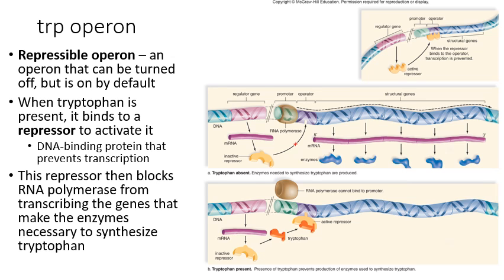It says that when the repressor is activated, when tryptophan is present, it blocks it from synthesizing tryptophan. Yeah. So is that kind of like its way of mediating itself? Yeah, so when there's tryptophan present, it's not going to make more because it has an active repressor that blocks transcription.